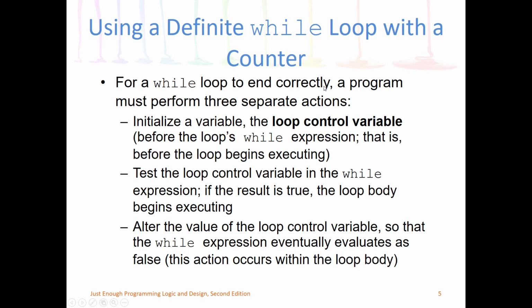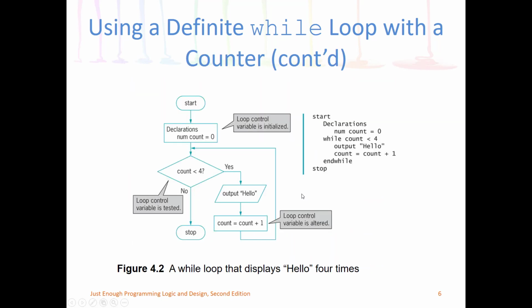So for a while loop to end correctly, a program must perform 3 separate actions. It must initialize a variable. That's the loop control variable. And I'll show you an example of that. Test the loop control variable in the while expression. Well, there's your decision, right? If the result is true, the loop body begins executing. Alter the value of the loop control variable so that the while expression eventually evaluates as false, and then the loop ends, basically.